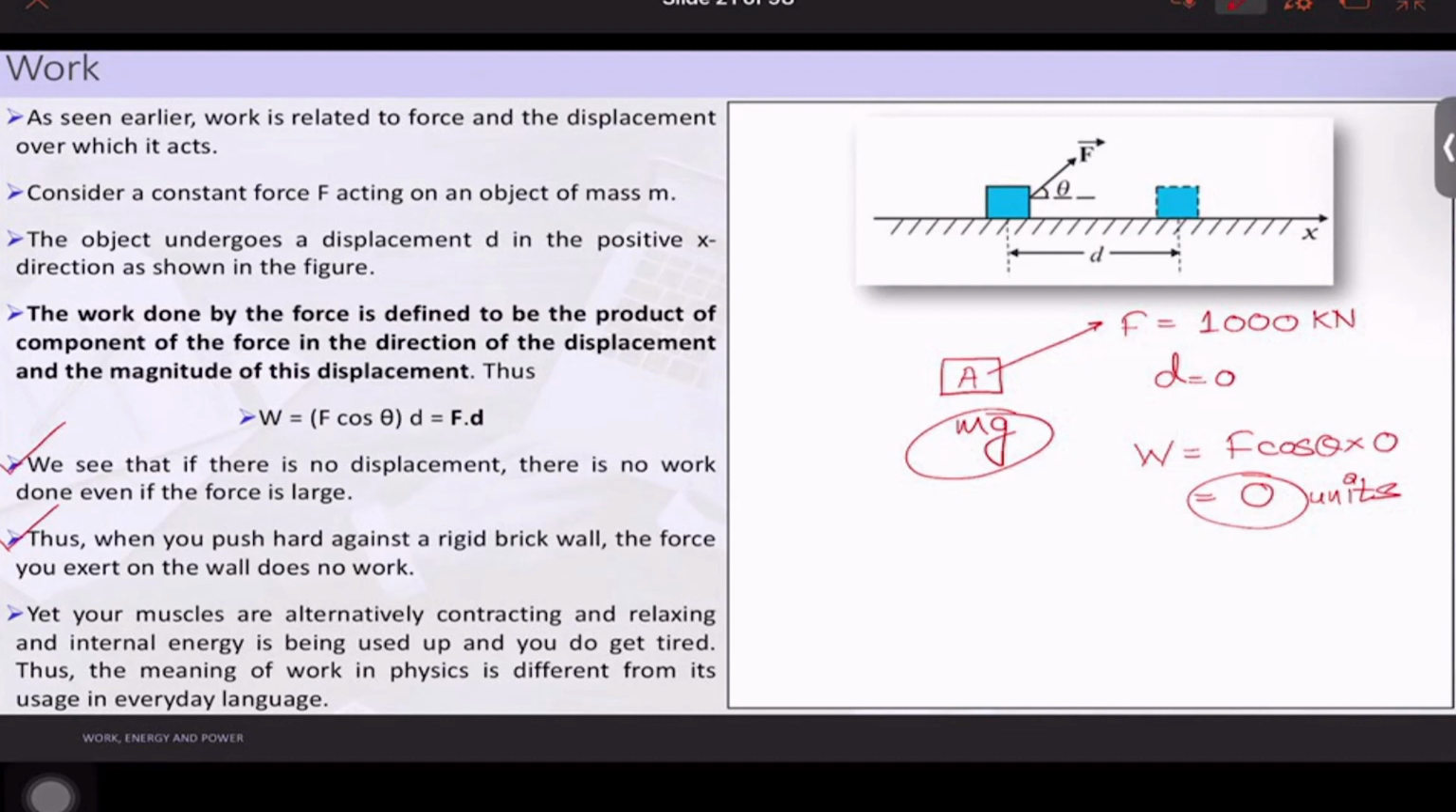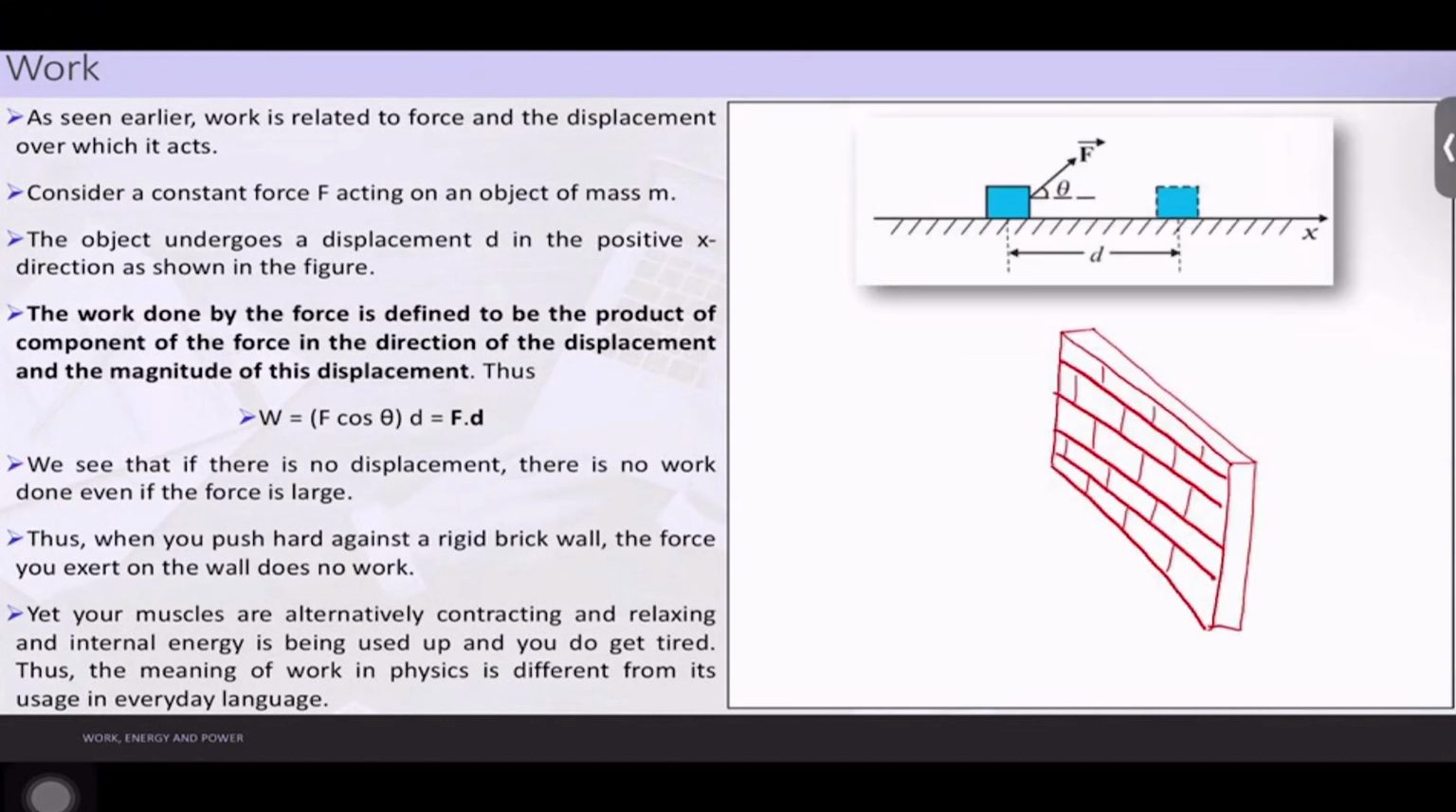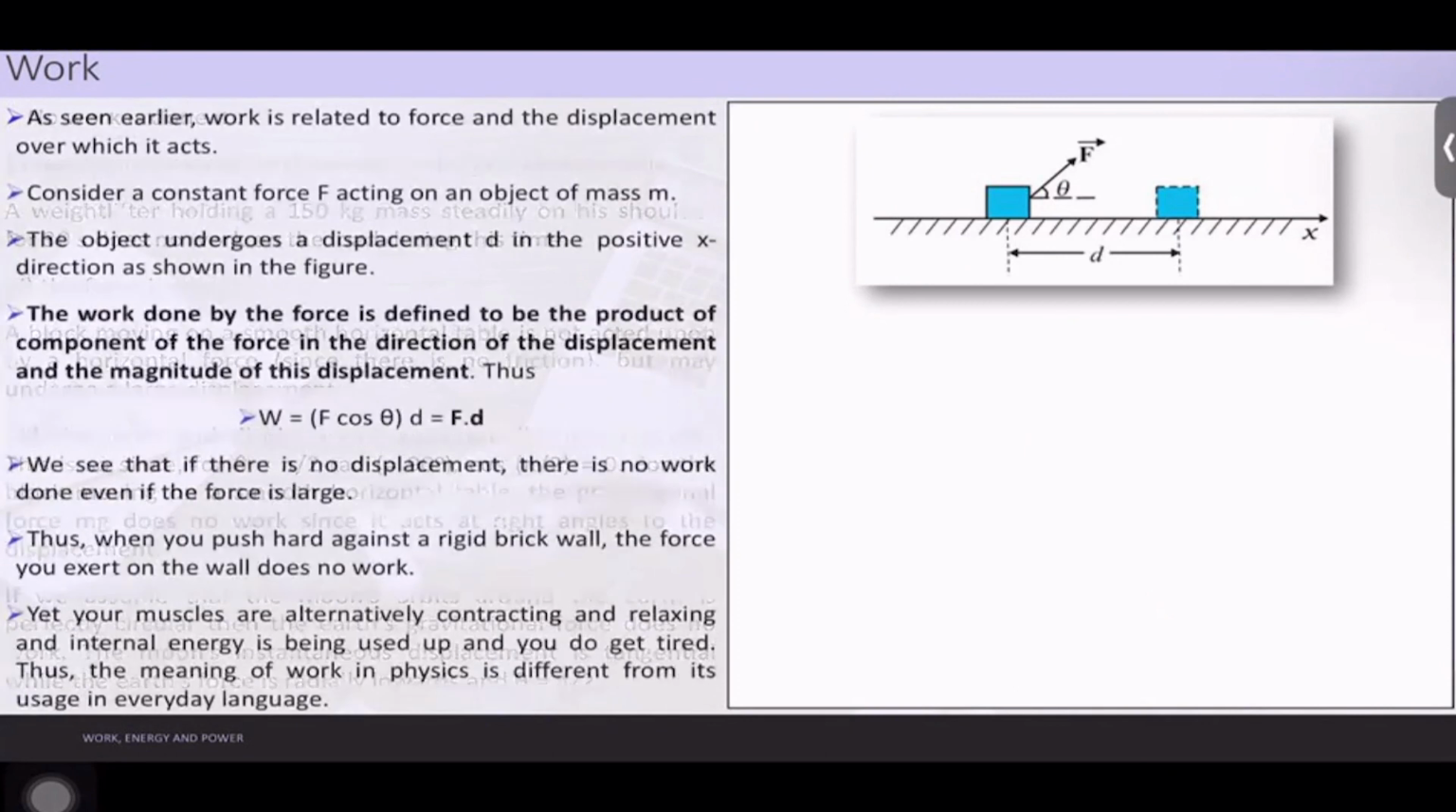is when you push hard against a rigid brick wall. So let us say this is the brick wall and you're trying to push hard. Let's say your hands are placed like this at these locations, and you are trying to push it. So basically pushing means you are trying to apply a force in this direction. Even if you try to push hard against this rigid brick wall, the force you exert on the wall does no work. So why is no work being done here?